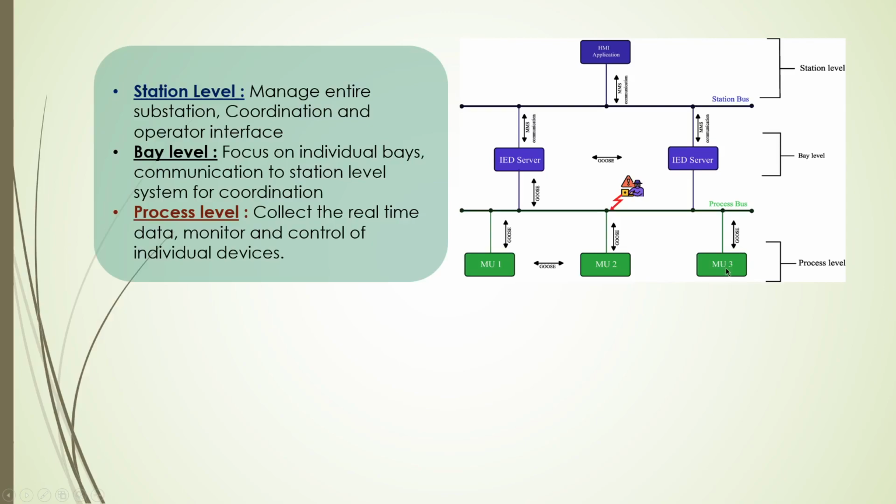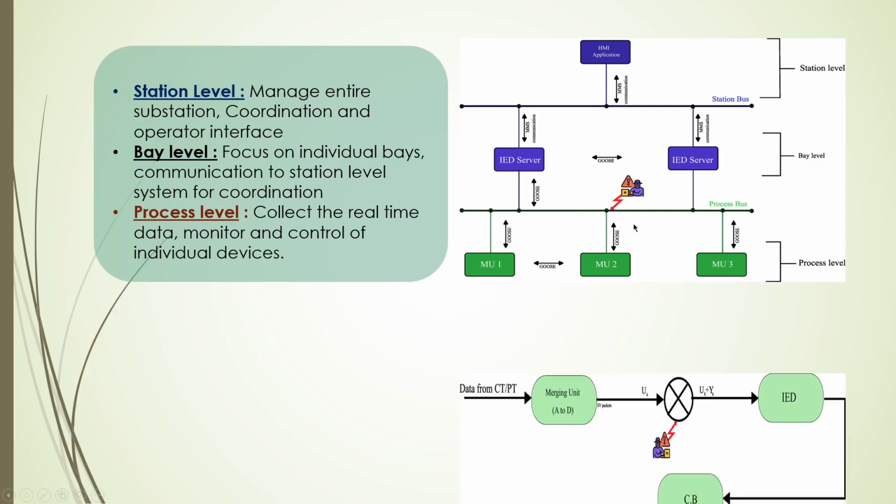The next level is the process level. In the process level, there are different merging units. MU means merging units, which convert real-time analog data from the substation into digital data and send it to the different levels.